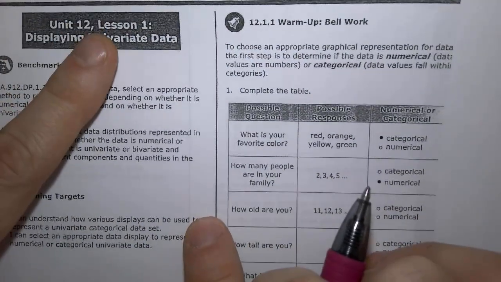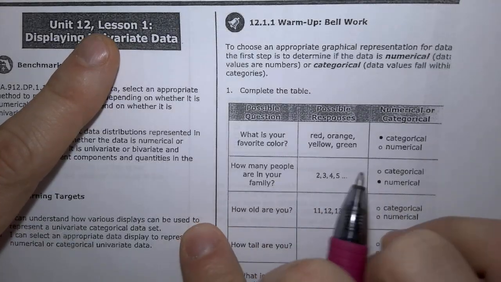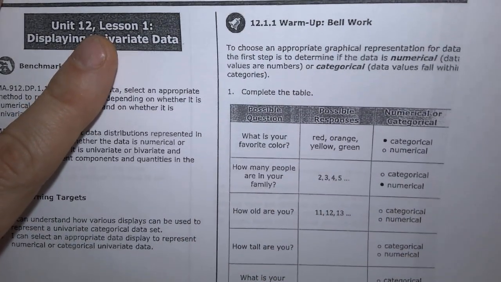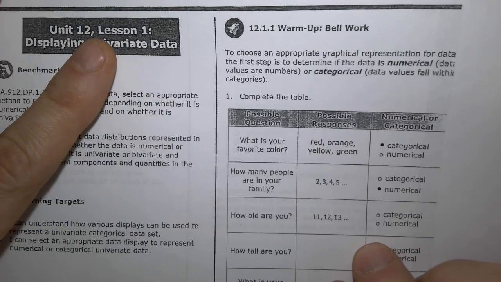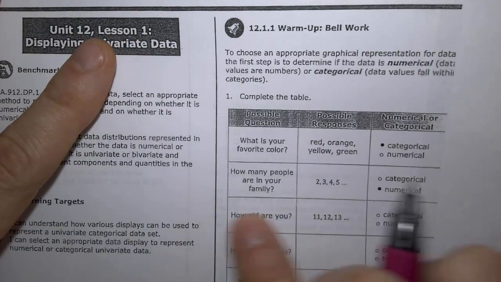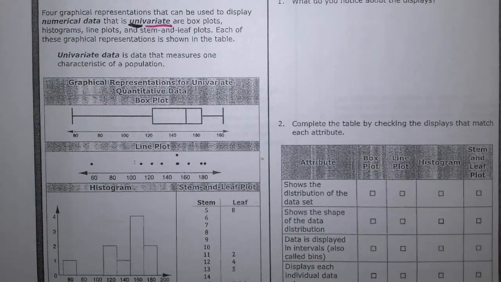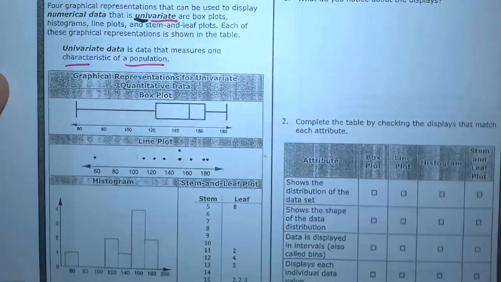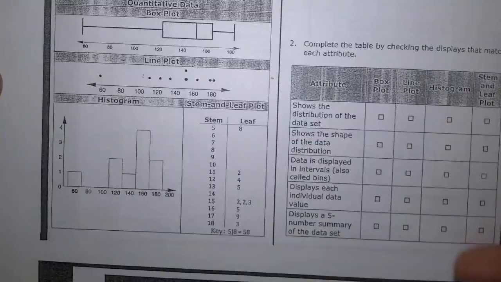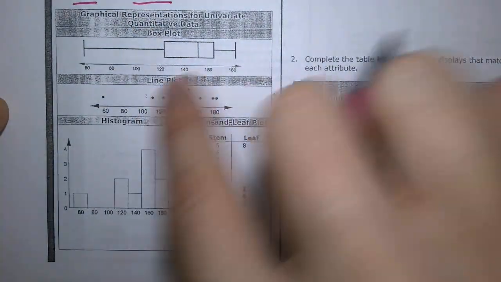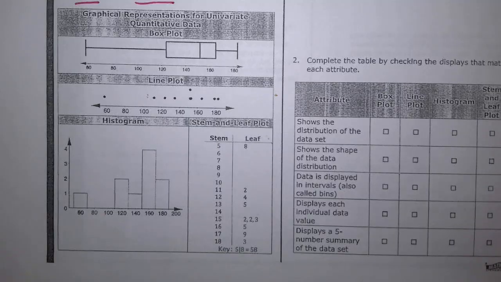And if it's univariate, you could survey all the boys and that would be one variable or one variation. But if you had a bivariate, then you would survey the boys and the girls and maybe you would separate them. Okay? So, univariate is data that measures one characteristic of a population, not two. And these are the 4 main, not the 4 only, but the 4 main ways that you could do it. We're going to talk about the easy ones first.